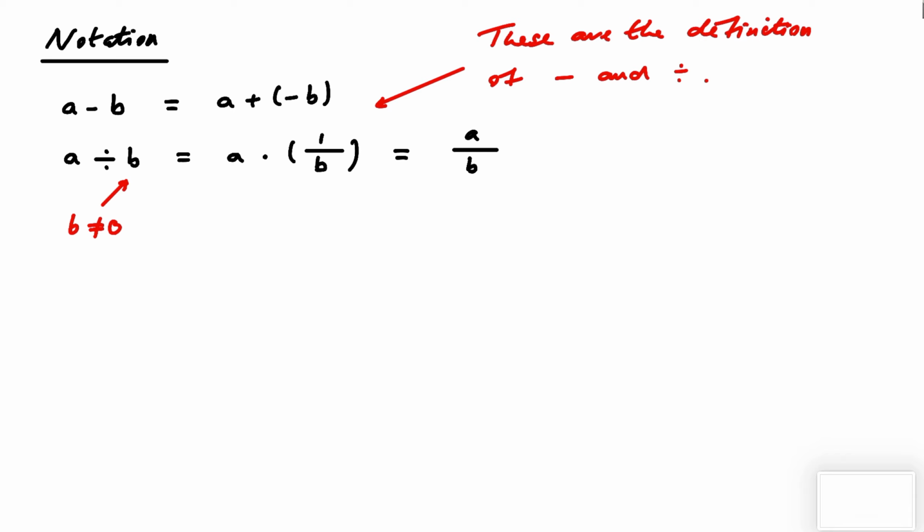And it's important to know a few of the names of different pieces. So the top is called the numerator. And the bottom, of course, is called the denominator. Okay, so subtraction is just addition of the negative. Division is just multiplication by the inverse.